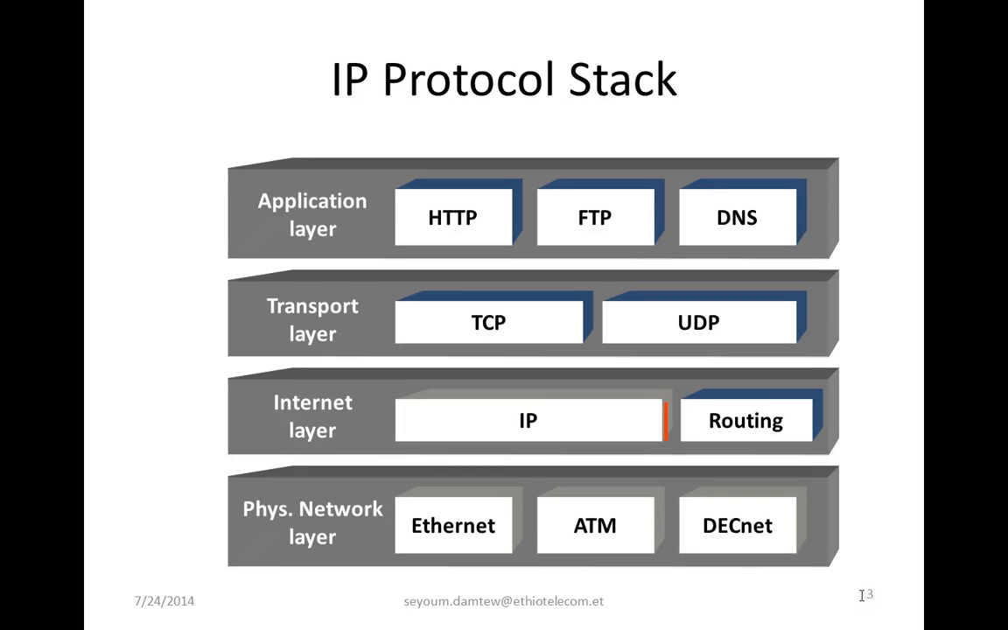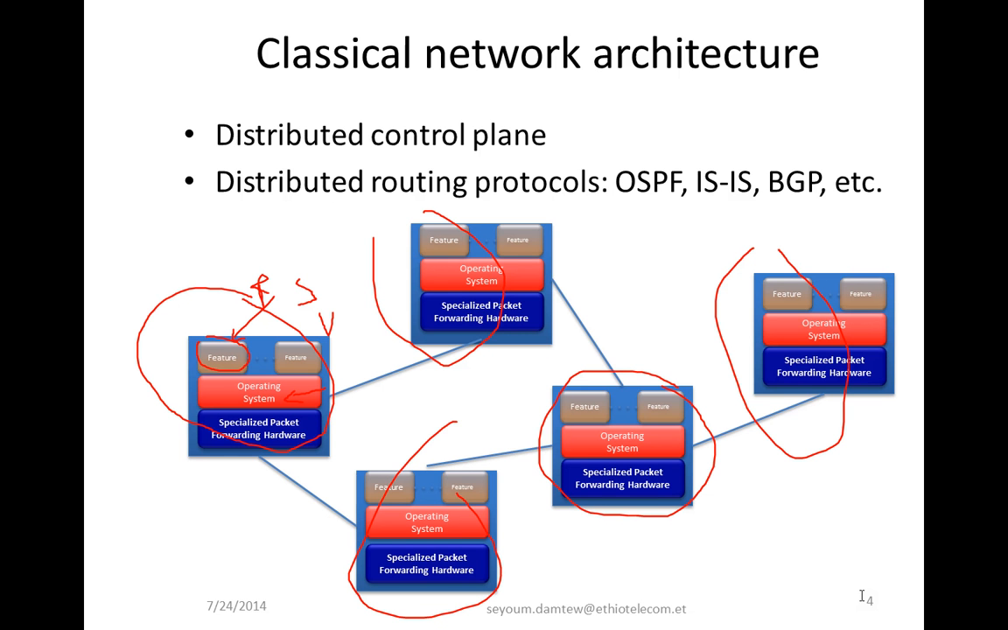And the IP protocol stack, as you know, has an application layer, transport layer, internet layer, and physical network layer, and each layer will have its own protocol. For example, HTTP may manage web pages, and at the transport layer TCP may manage reliable communications, and IP may manage communications using routers or routing protocols.